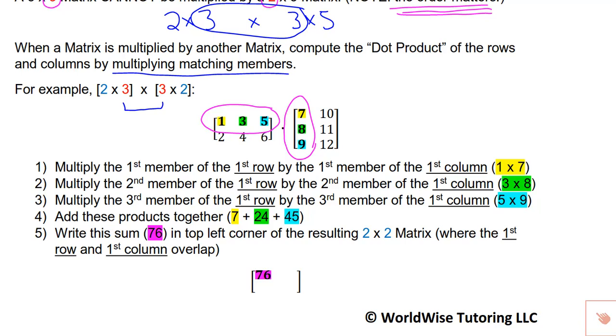Specifically, when you're setting it on top, you're multiplying the matching members and then adding all of the products together for that sum. So I would do 7 times 1, 8 times 3, 9 times 5. I would get those products, 7, 24, 45, add them together to get 76, and that sum will be in the top left corner where the first row and the first column overlap. It's like the first row, first column of the resulting 2 by 2 matrix.